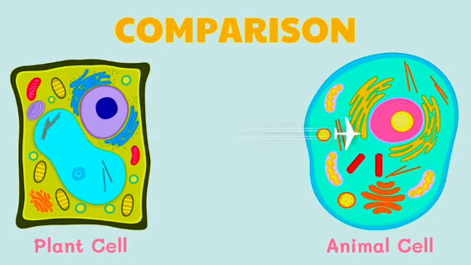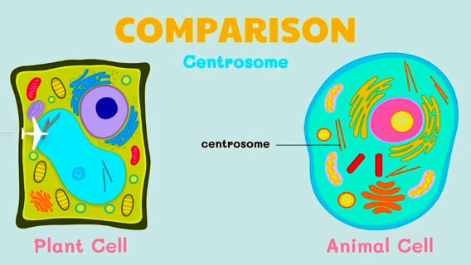Lastly, we have the centrosome. The centrosome is a microtubule organizing center found near the nuclei of animal cells. It contains a pair of centrioles, two structures that lie perpendicular to each other. The centrosome replicates itself before a cell divides, and the centrioles appear to have some role in pulling the duplicated chromosomes to opposite ends of the dividing cell.